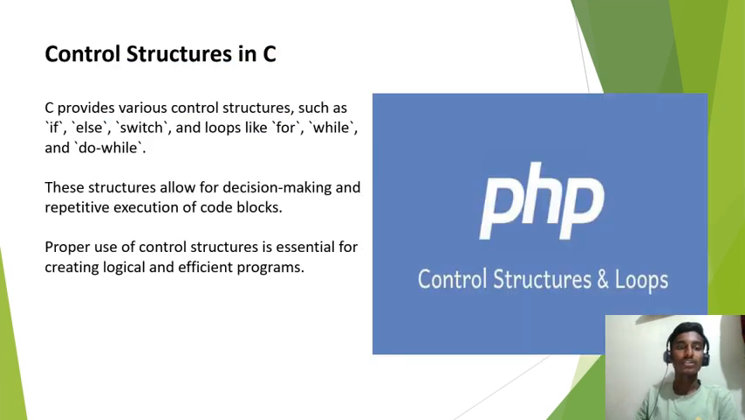Control structures in C. C provides various control structures such as if, else, switch, and loops like for, while, and do while. These structures allow for decision making and repetitive execution of code blocks. Proper use of control structures is essential for creating logical and efficient programs.